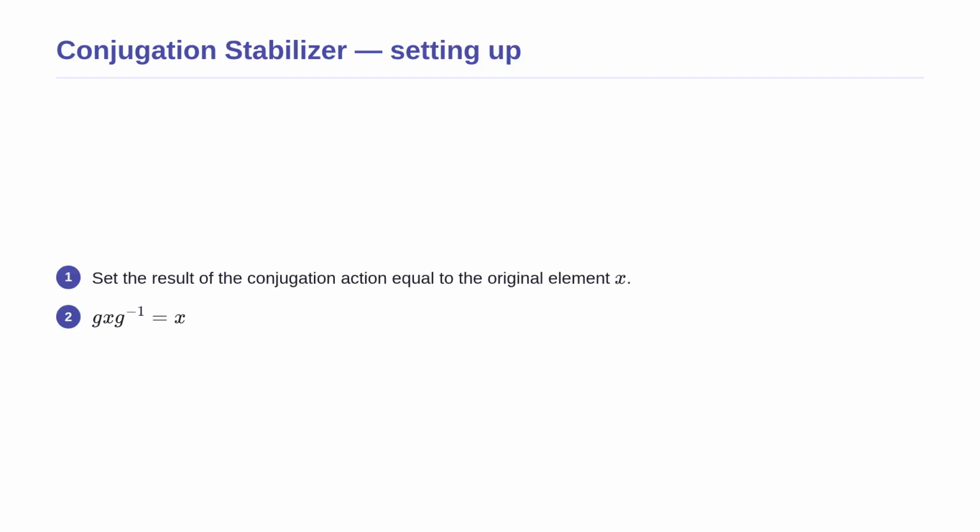Now that we have our conjugation formula, let us find the stabilizer for a specific element X under this action. We start by setting the result of the conjugation action exactly equal to the original element X. In plain English, we are looking for all the specific actions G that when used to sandwich X end up not changing X at all. Any action G that makes this equation true will earn a spot in the stabilizer for X. Our next step is to simplify this equation.